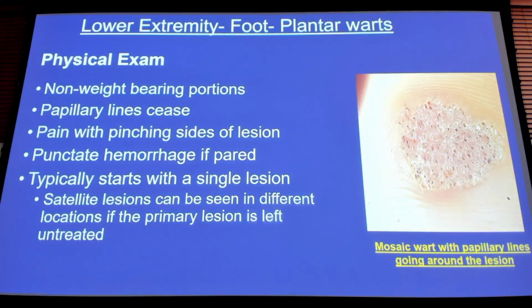Now, when you see these things on the weight-bearing portions of the foot, that's when the patients tend to want to come in, because then it becomes more painful for them to walk on, right?